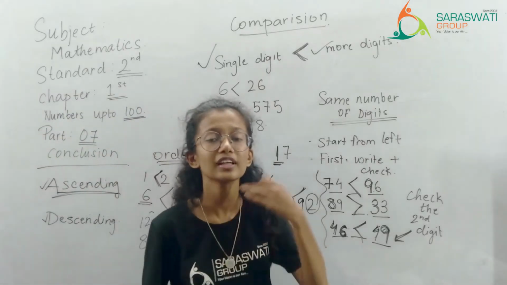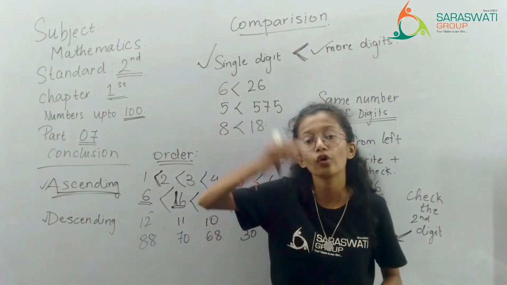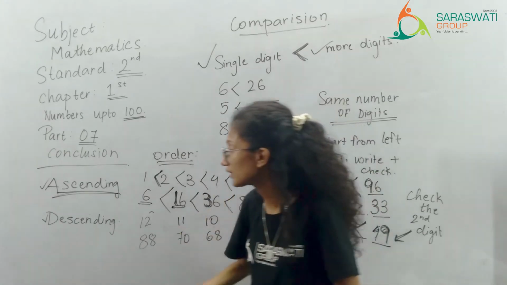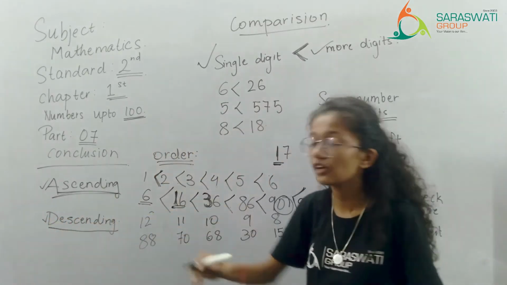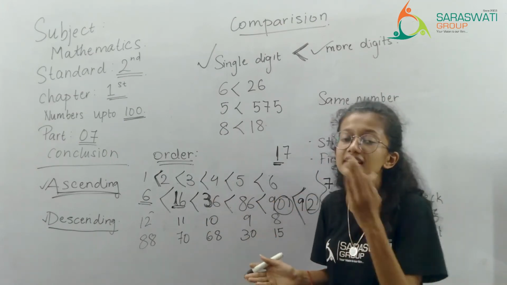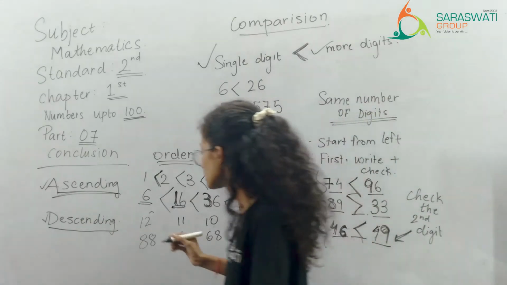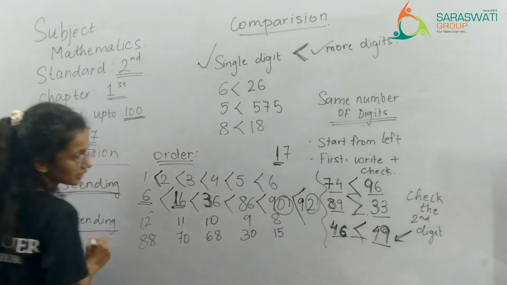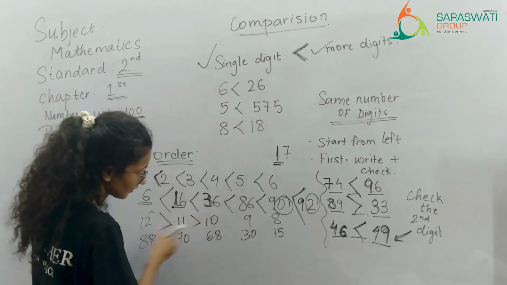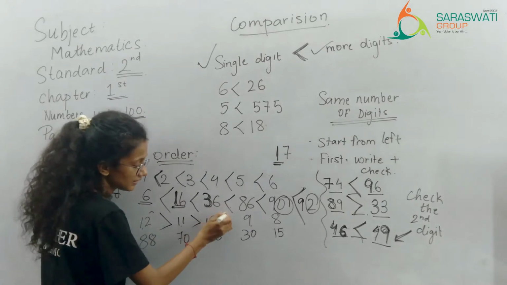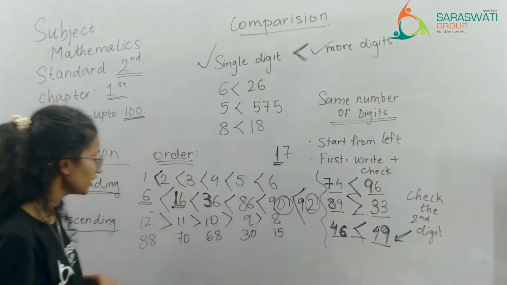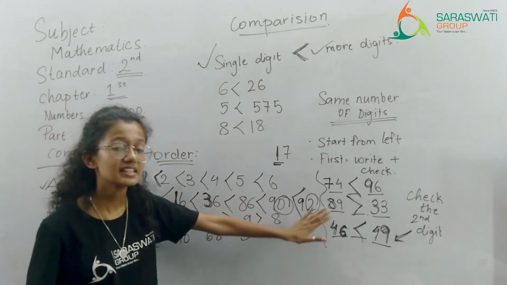Slowly and gradually numbers are growing. One after another numbers are growing. And in comparison, descending order is opposite. Slowly numbers will start to reduce. 12 or 11, which one is greater? 12. 11 or 10? 11. 10 or 9? 10. 9 or 8? 9. Here the numbers are decreasing.